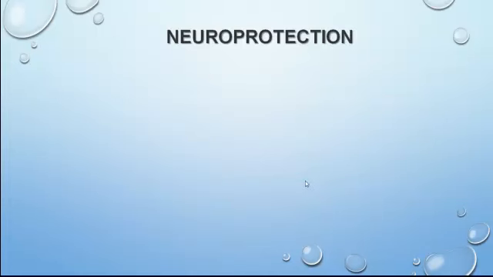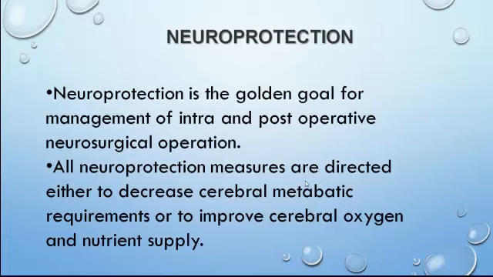Now, what is our protocol? Our protocol aims usually for neuroprotection. What is neuroprotection and how can we do that? Neuroprotection is the golden goal for management of intra and post-operative neurosurgical operation. All neuroprotection measures are directed either to decrease the cerebral metabolic requirement or to improve cerebral oxygen and nutrient supply.